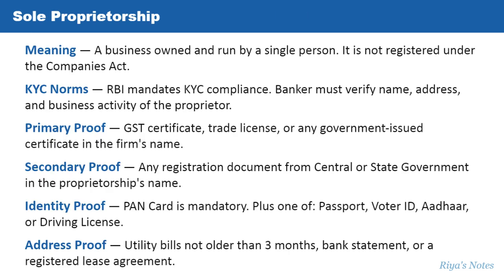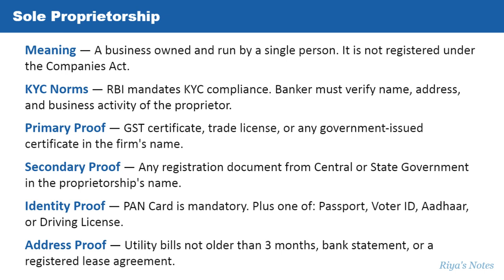Sole proprietorship. Meaning, a business owned and run by a single person. It is not registered under the Companies Act. KYC norms. RBI mandates KYC compliance. Banker must verify name, address, and business activity of the proprietor. Primary proof. GST certificate, trade license, or any government-issued certificate in the firm's name. Secondary proof. Any registration document from central or state government in the proprietorship's name.